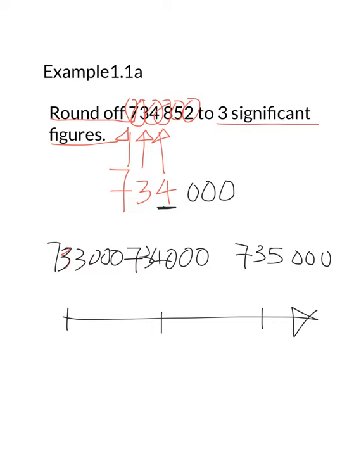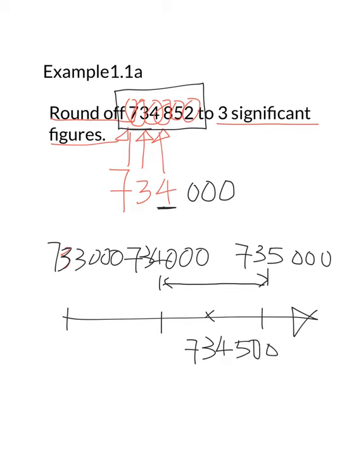So we need to think about where this number, 734,852, lies. It should lie between 734,000 and 735,000. Now the point is, where does it lie? The midpoint of this region should be 734,500. So 852 should be a little bit larger than this, so it lies somewhere here.